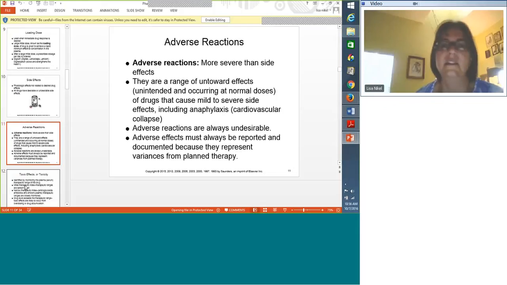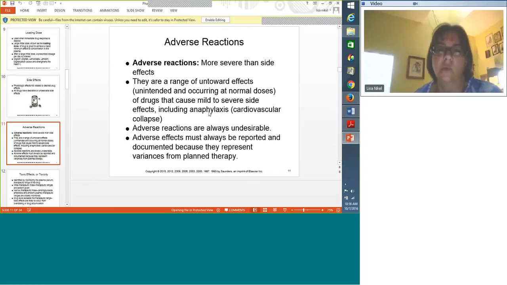The difference is in the terminology adverse reactions. They are more severe than side effects. They are a range of untoward effects, which are unintended or occurring at normal doses of drugs that cause mild to severe side effects.